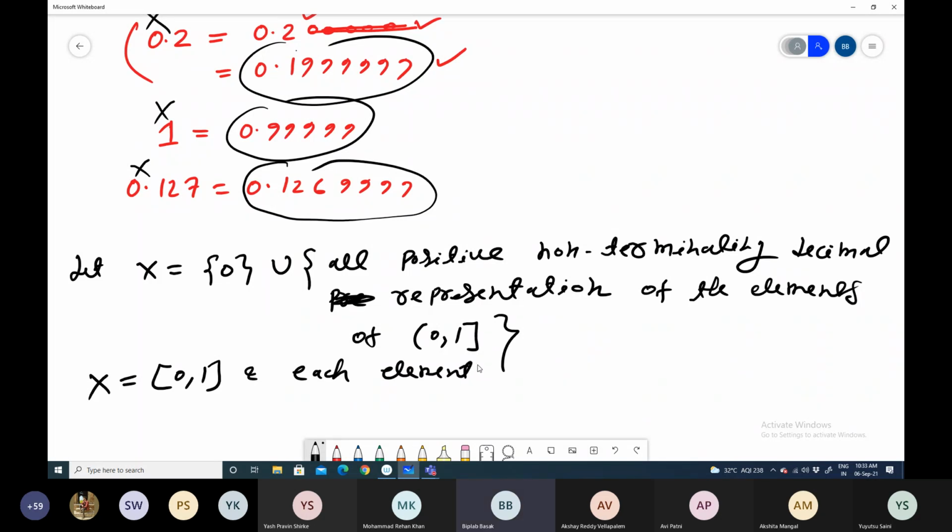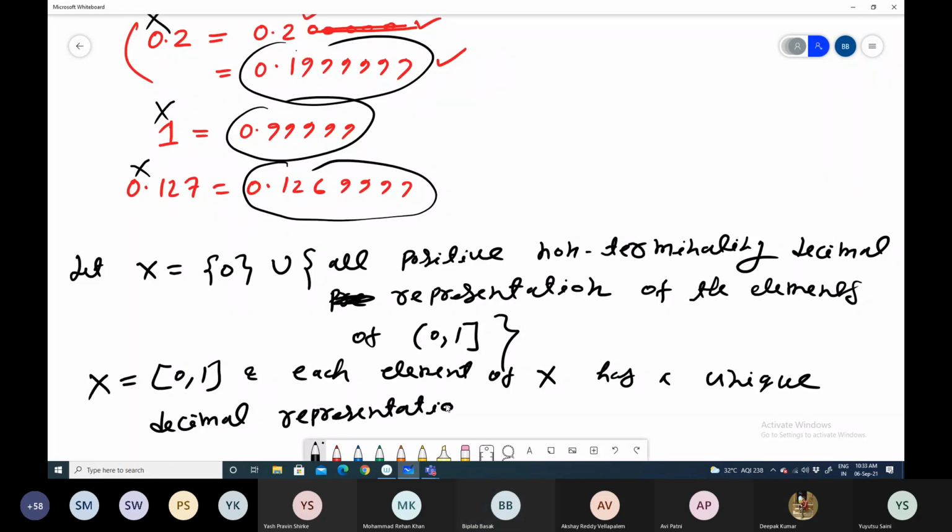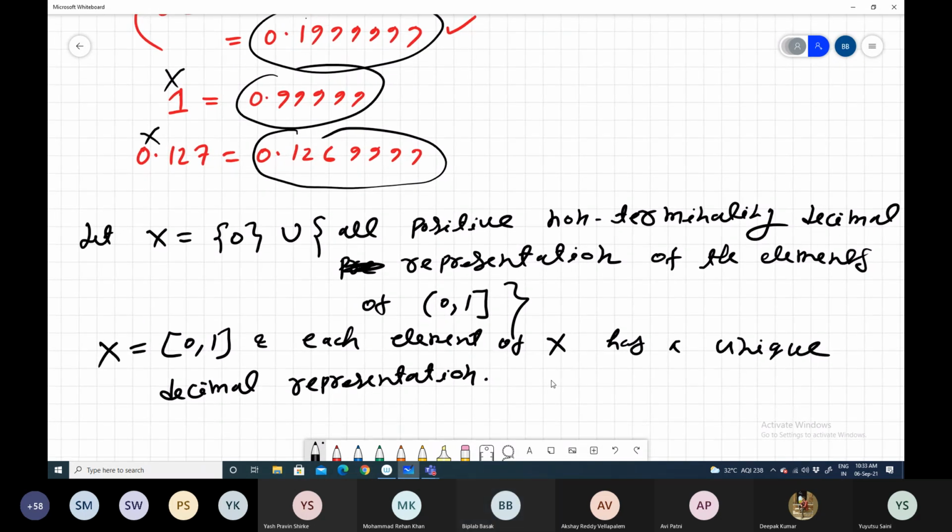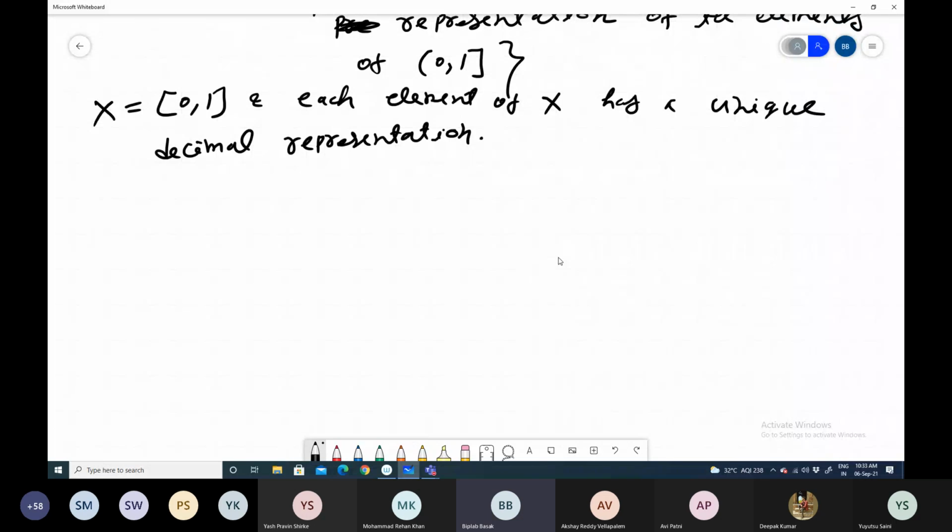each element of X has a unique decimal representation. Right? Now, why are we doing that? Because we need that uniqueness, that is unique decimal representation, to get a contradiction. That means it is a complete list. We need that.